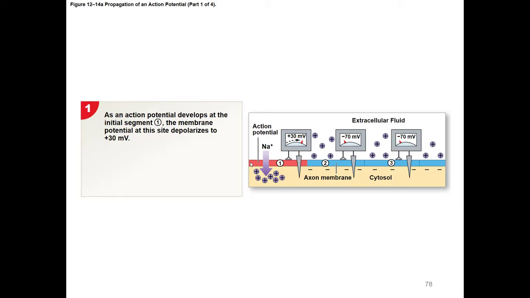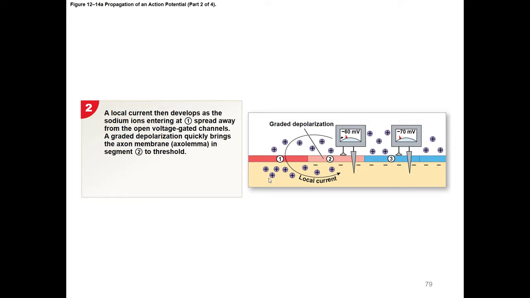So what's going to happen is we have a stimulus, which is shown in red. Remember, a stimulus causes sodium channels to open. Sodium rushes in. All that positivity coming in is going to take our number from negative 70 membrane potential up towards positive 30. This is depolarization. Once the sodium rushes in, it will actually spread forward as what's called a local current. So you can see the sodium is moving forward towards segment two. When the sodium begins to move towards segment two, this will actually stimulate segment two to threshold, which remember is negative 60 to negative 55.